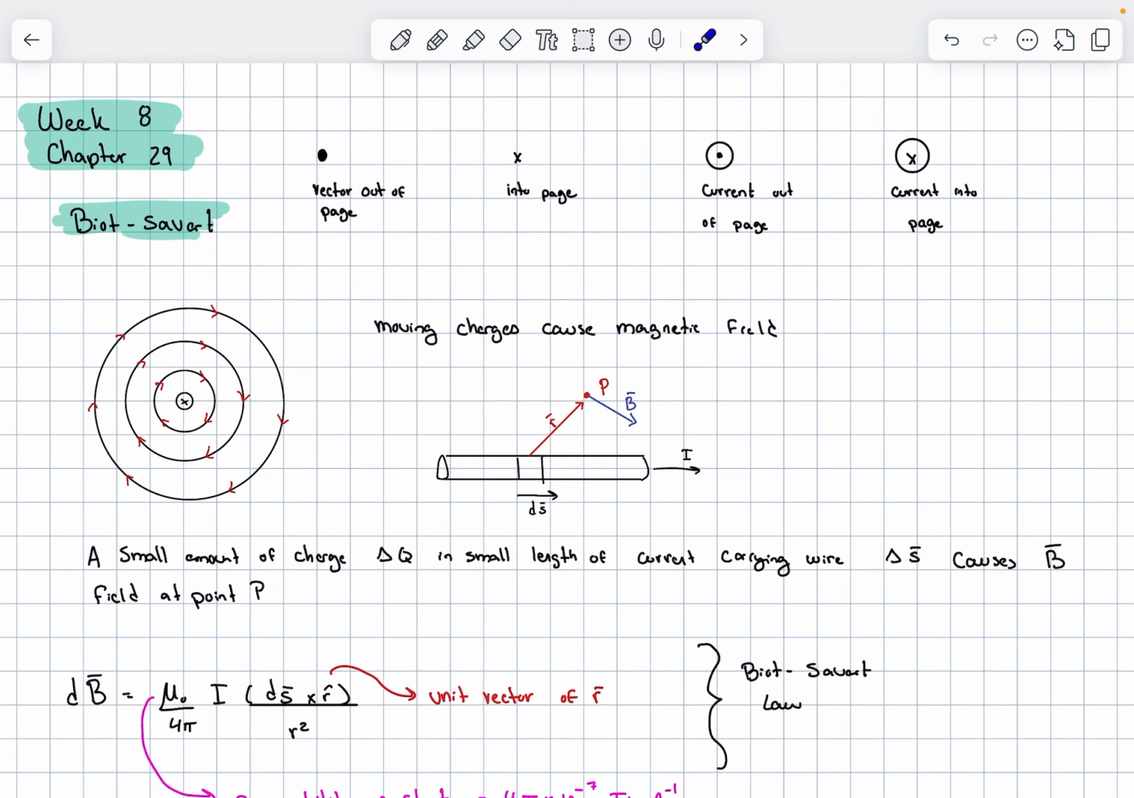Whenever we have a current coming out of the page, all we do is add this little loop to kind of say that it looks like a wire. And here, whenever the current is going into the page, same deal with the loop around it.